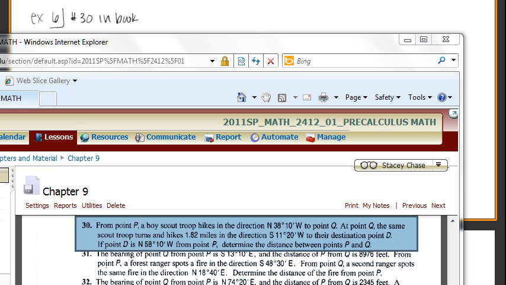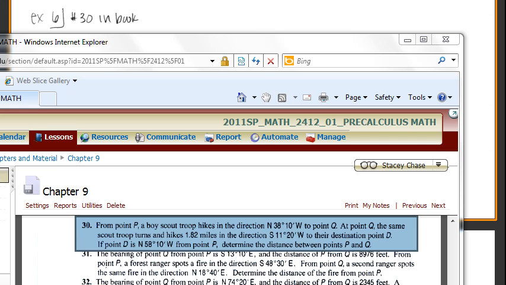From point P, a Boy Scout troop's going to hike in the direction of northwest to point Q. So we're going to go north 38 degrees west to point Q, and then at point Q, the scout troop's going to turn and hike 1.82 miles in the direction of southwest. So we're going to go northwest, then southwest to their destination point D. If D is northwest from point P, we want to determine the distance between points P and Q. Okay, so we have P to Q and then to D.